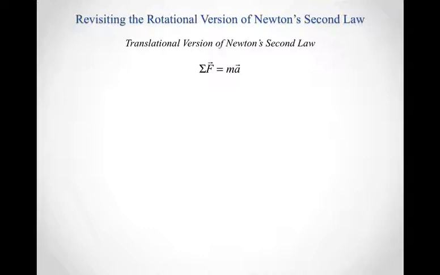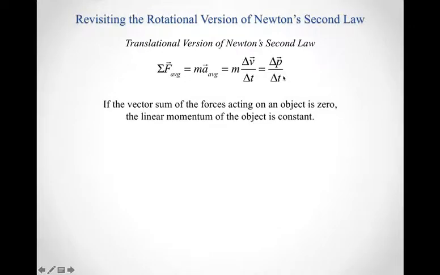So if we think about the translational version first, F net equals ma. On average, I can think of the average net force as just the mass times the average acceleration, and of course the average acceleration is nothing more than delta v over delta t. But of course I can take this mass term and tuck it back inside, and then I've got delta mv, and that's just p, the linear momentum. And so the net average force acting on my system is telling me how the linear momentum of the system is changing with respect to time. So if the vector sum of the forces acting on the object is 0, the linear momentum of the object doesn't change. Instead, the linear momentum is constant.